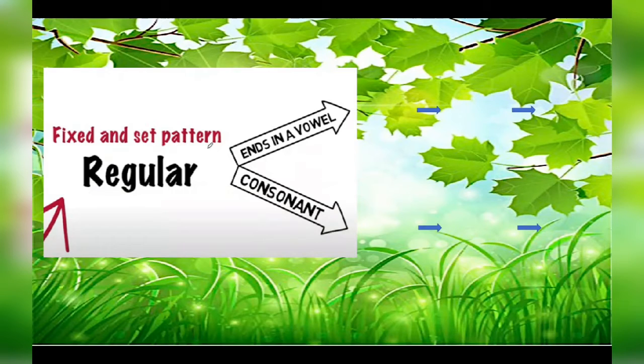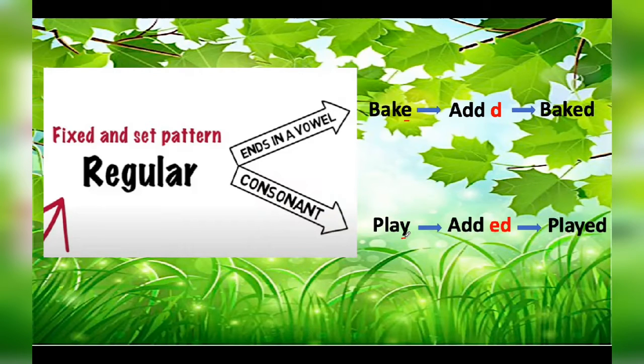For example, the verb that ends in a vowel. For example, bake. ये E पर end हो रहा है, E is your vowel, right? So for a verb that ends in a vowel, we just add D to it and it becomes baked. The first form is bake and the second form is baked. We just have added D because at the end we have a vowel. But if in the end we have a consonant, for example, here we have Y, Y is a consonant, right? So we'll add ED to it. Play, played. Got it?